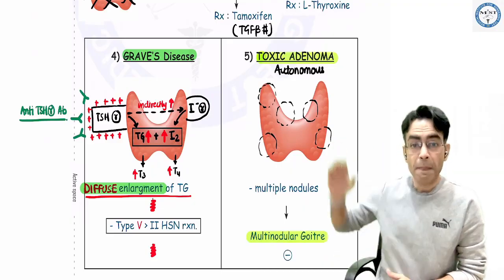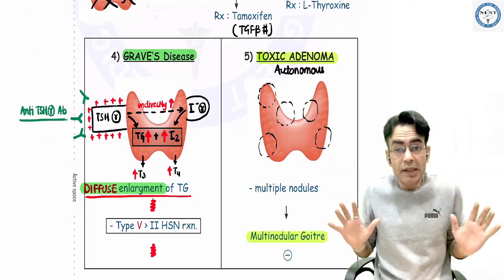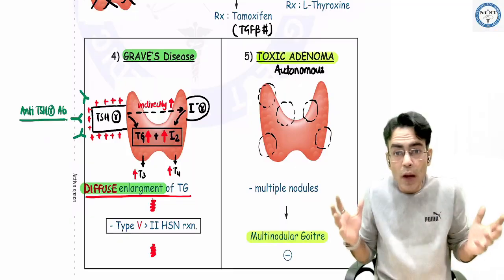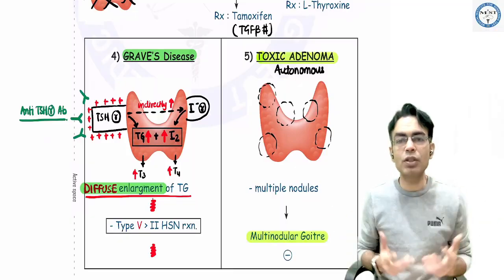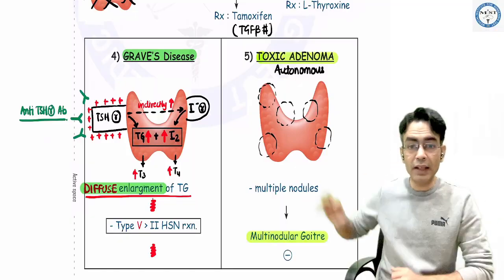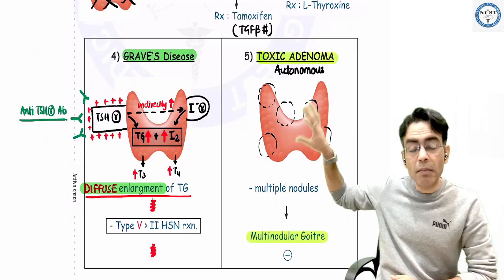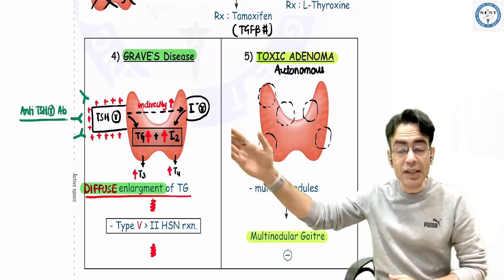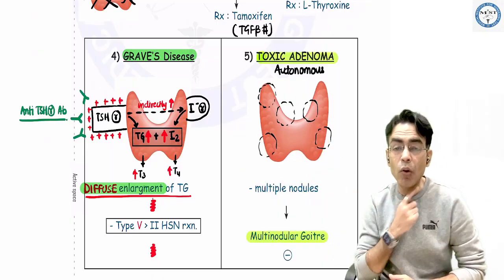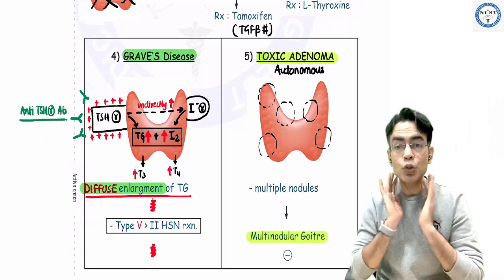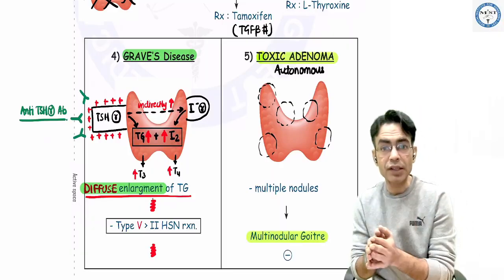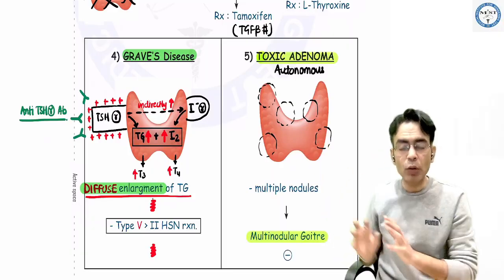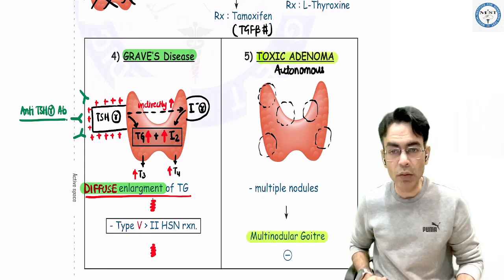All right. Toxic adenoma, no hypersensitivity. We don't know why. Autonomous overactivation of certain parts of the thyroid gland, and therefore, what kind of goiter will you get? Multinodular goiter. Whereas in Graves' disease, because the entire thyroid gland is working more, you will have diffuse swelling. So, diffuse goiter is Graves' disease, multiple small nodules is your toxic adenoma.